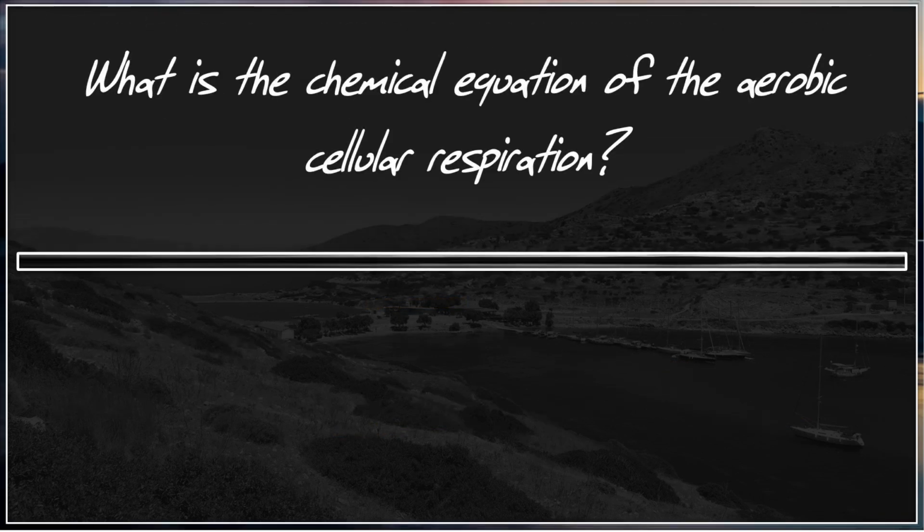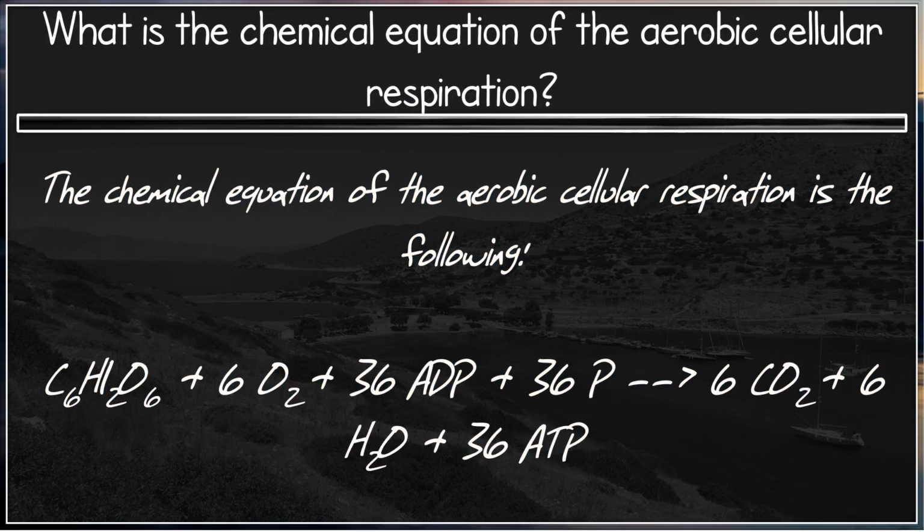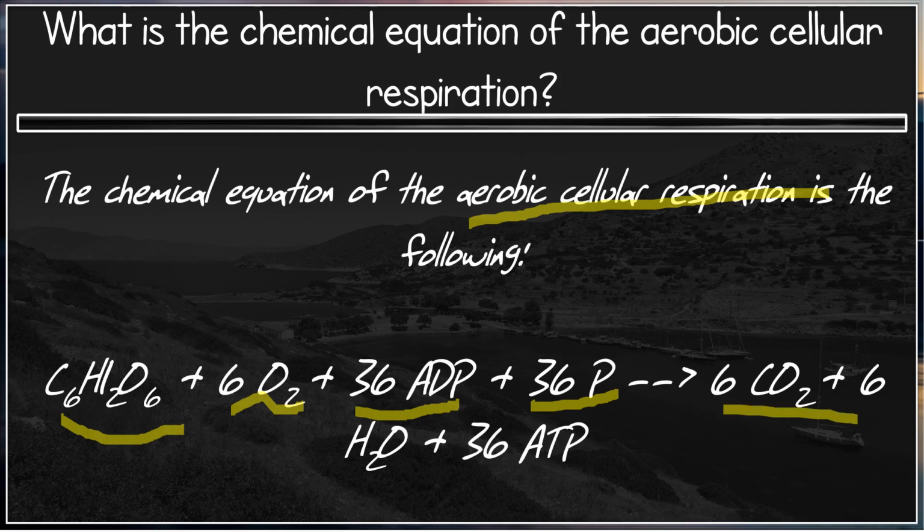What is the chemical equation for aerobic cellular respiration? The chemical equation for aerobic cellular respiration is as follows: 1 molecule of glucose plus 6 molecules of oxygen plus 36 ADP plus 36 inorganic phosphate gives us 6 carbon dioxide molecules, 6 water molecules, and 36 ATP.